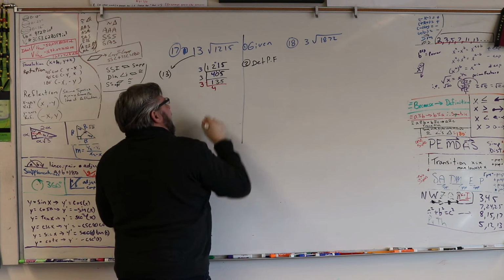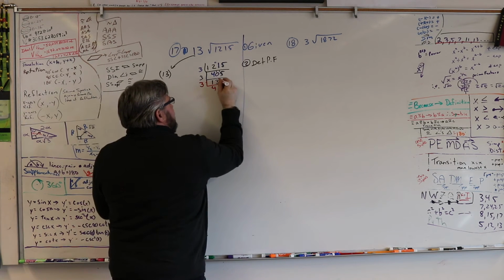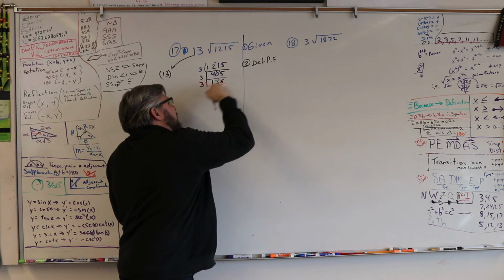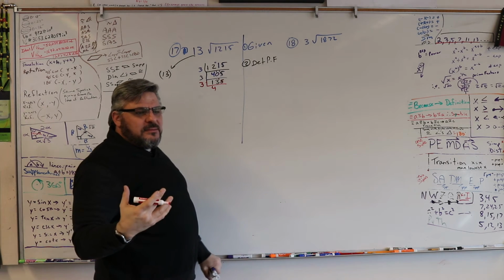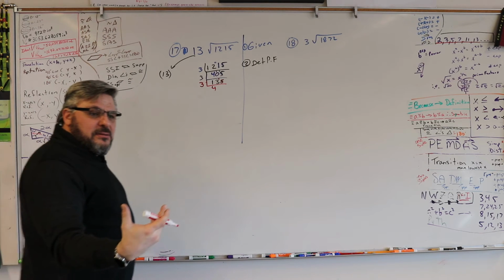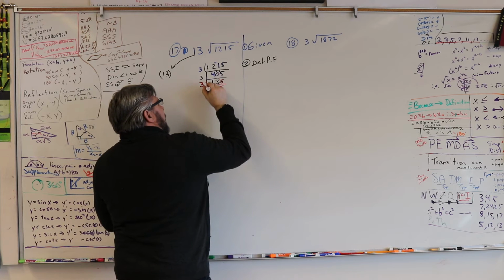4, good. And then there's 1 left over, right? Okay? And so I'm going to change this color, right? So I go, okay, 3 goes into 15 now. Because that was 1 was left over, right? So 3 goes into 15 5 times, good. Okay?